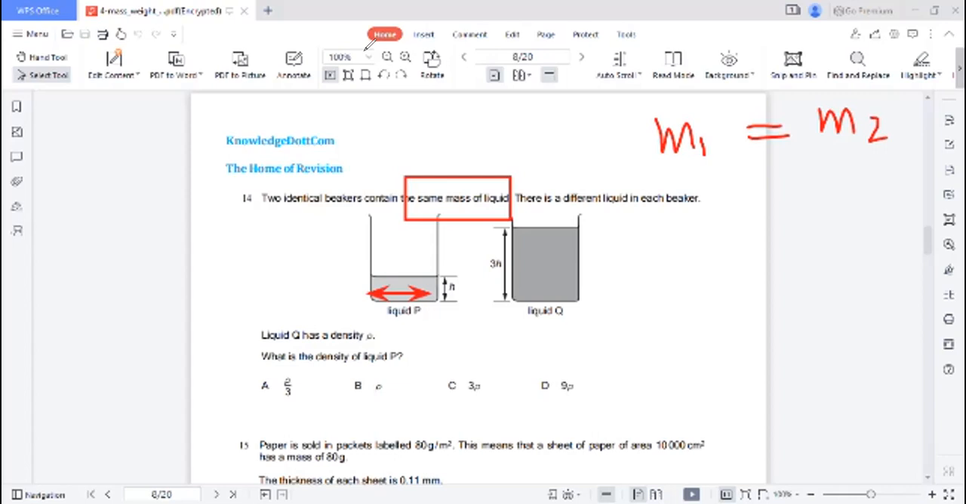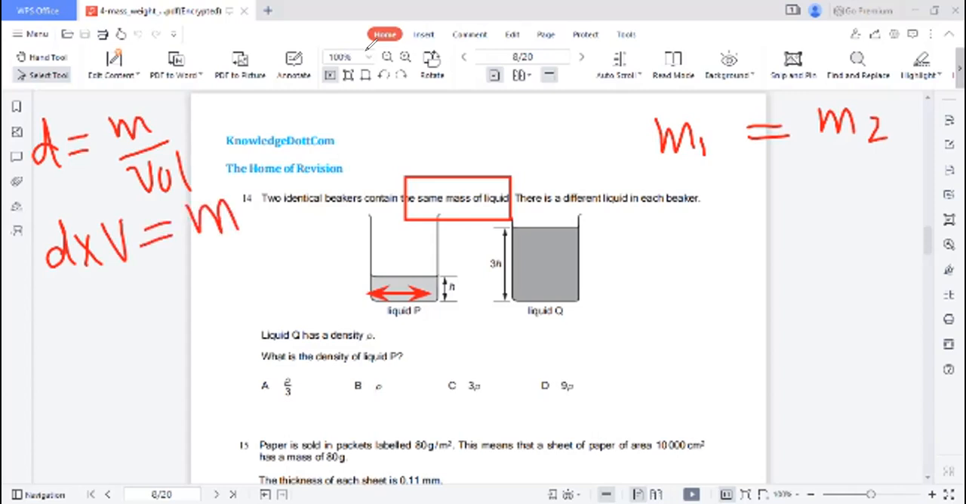So we know that from the density formula, it is mass over volume. So formula for mass would be density into volume is equal to mass. So I can replace it with this. Mass 1 is density of 1 times volume of 1. And mass 2 is density of 2 times volume of 2. Okay, so their volumes are different. Their densities are different.